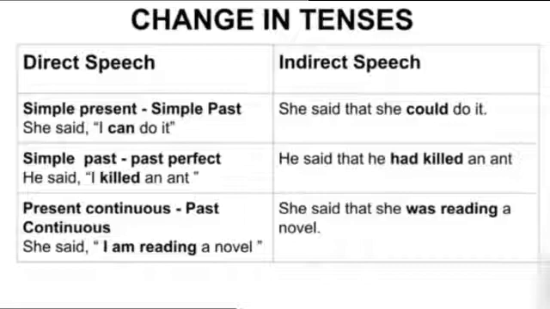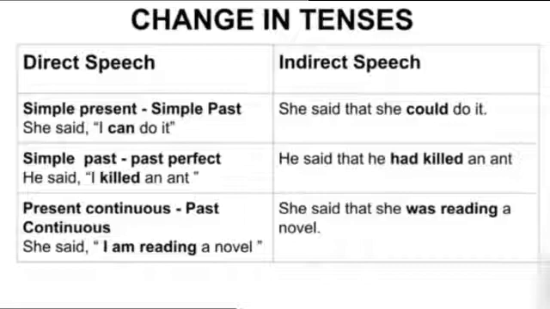Next one, simple past changes to past perfect. Example, he said, "I killed an ant." Answer, he said that he had killed an ant. So you can see killed is the past form, and the past perfect form is had killed.